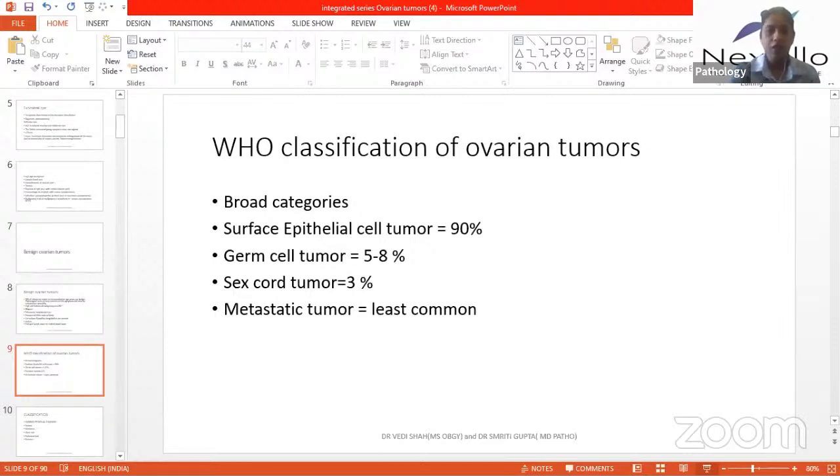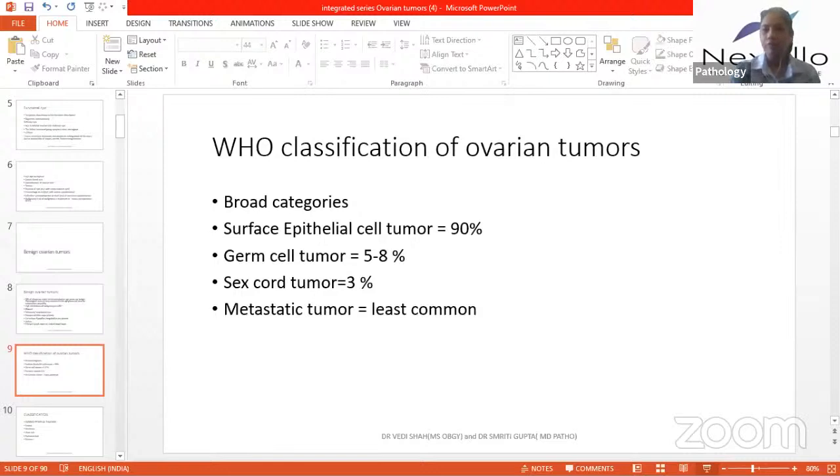This is just a picture which is showing you the difference between the high grade and the low grade tumor. So the type 1 or low grade arises generally from the ovary itself, whereas the high grade one or the type 2 will arise from the fallopian tube in the form of a serous intraepithelial carcinoma and then rapidly develops into a high grade ovarian carcinoma.